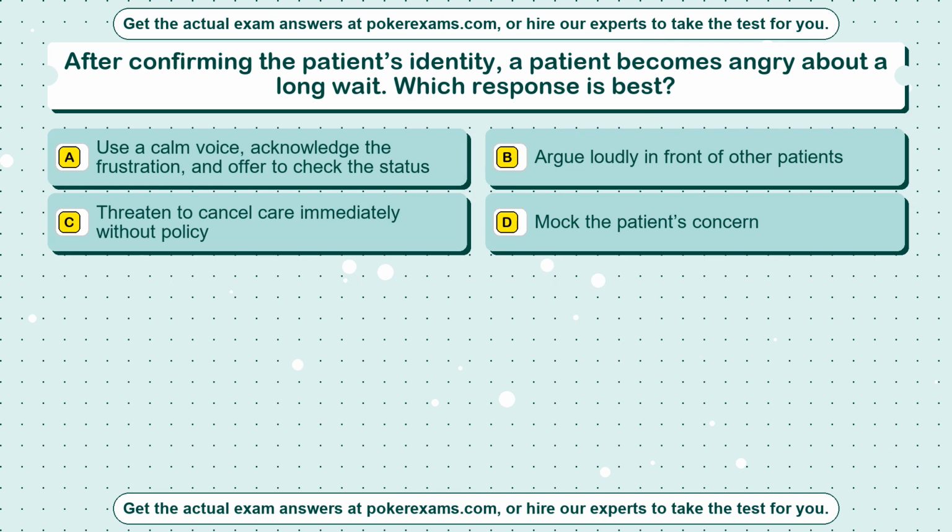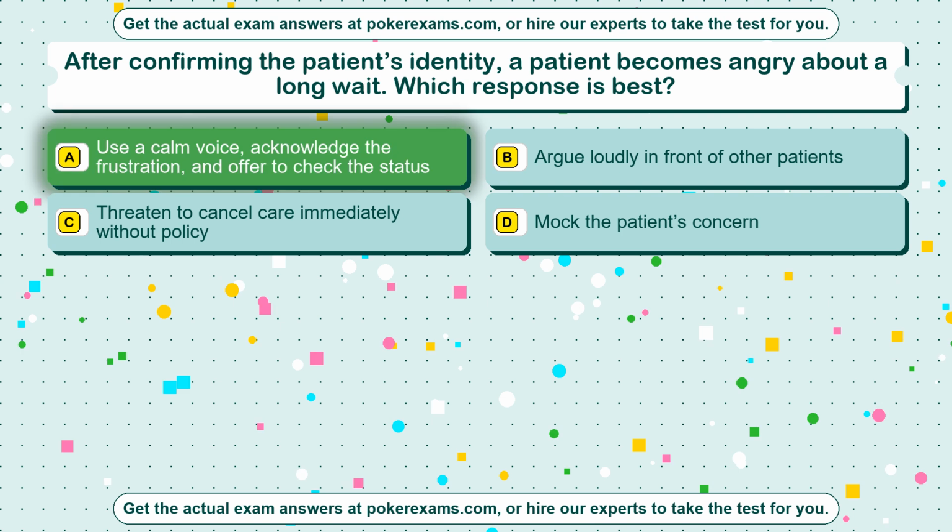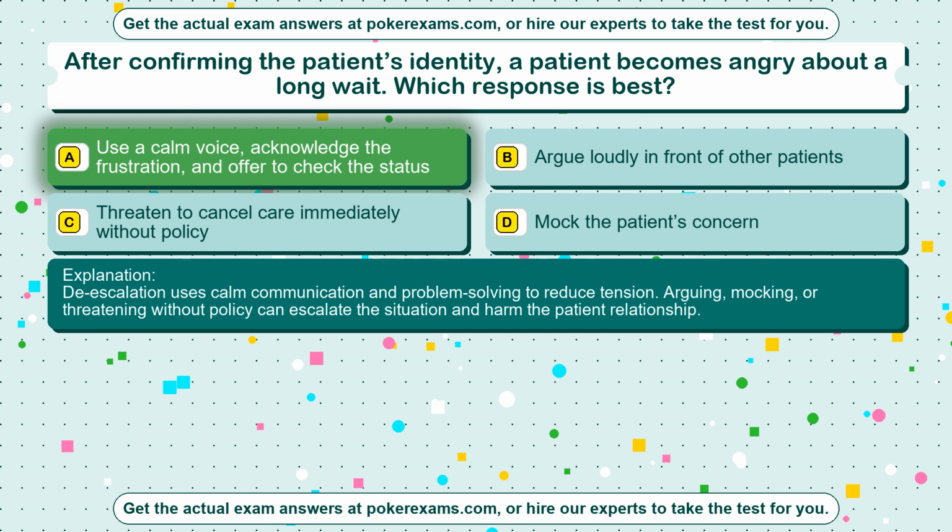Question 88. After confirming the patient's identity, a patient becomes angry about a long wait. Which response is best? Option A, use a calm voice, acknowledge the frustration, and offer to check the status. Option B, argue loudly in front of other patients. Option C, threaten to cancel care immediately without policy. Option D, mock the patient's concern. The correct answer is option A. Use a calm voice, acknowledge the frustration, and offer to check the status. De-escalation uses calm communication and problem-solving to reduce tension. Arguing, mocking, or threatening without policy can escalate the situation and harm the patient relationship.